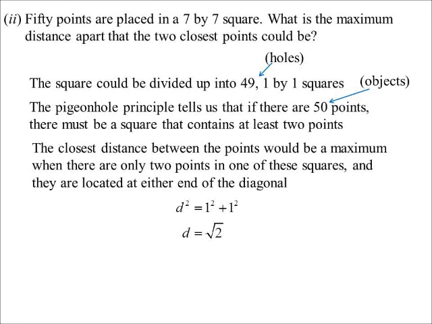So the maximum distance, the closest pair of points, would be the 2 points that are in the same hole. Okay? And we want to know what's the furthest apart they could be. Well, I'm trying to fit these 2 points in a square so that they're the furthest away they could be. And they would have to sit on either end of the diagonal. And so that's what I've worked out there. Well, what's the length of that diagonal? It's the square root of 2.